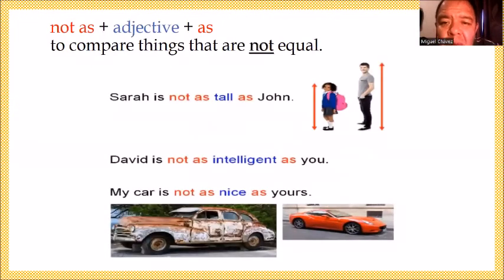If we want to show the inequality, that they don't have the same quality, we are going to use this structure but in negative. In that case, we are going to add the particle not before the first as. Not as plus adjective plus as. Let's see the example. Sarah is not as tall as John. David is not as intelligent as you. My car is not as nice as yours. As you can see, all these things are different.